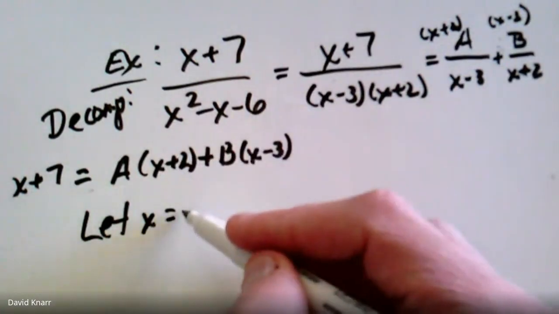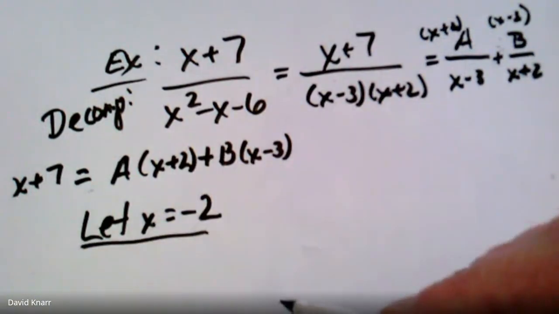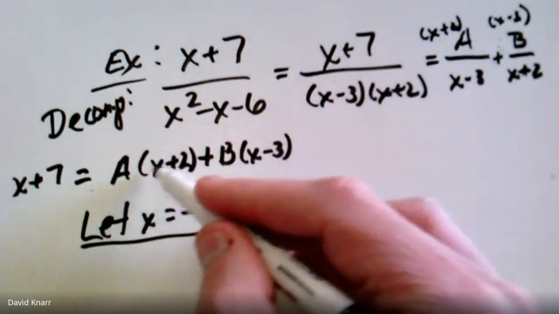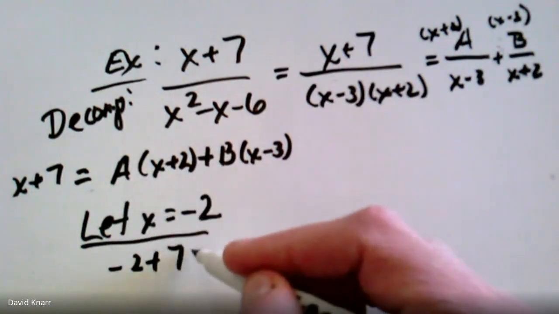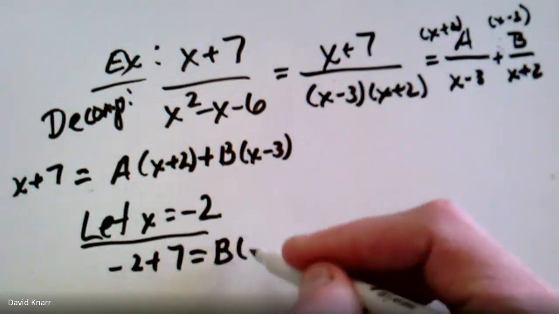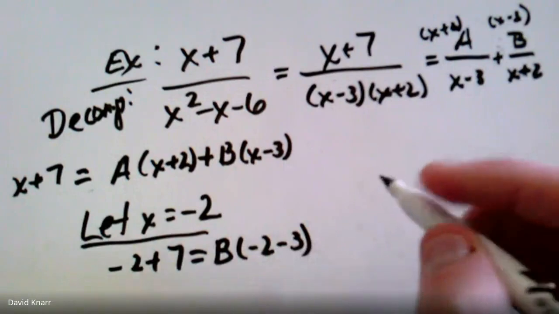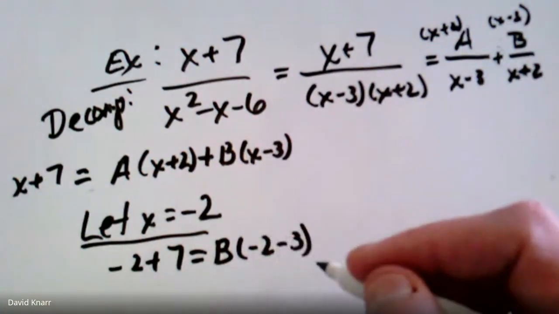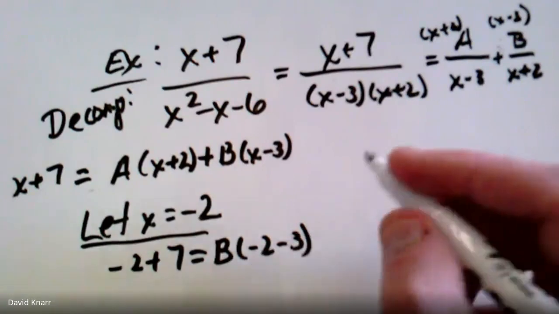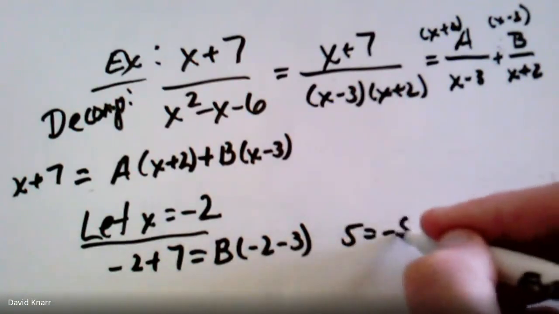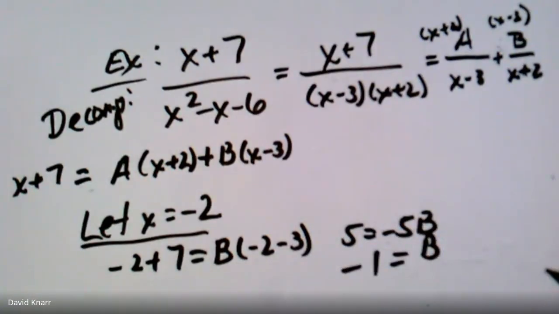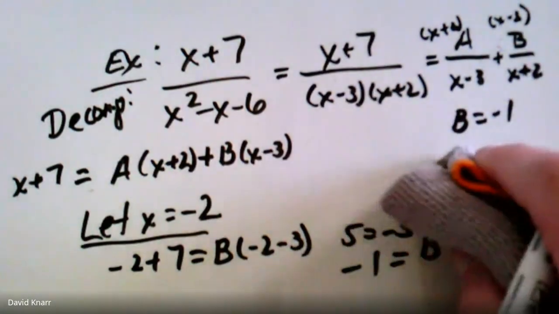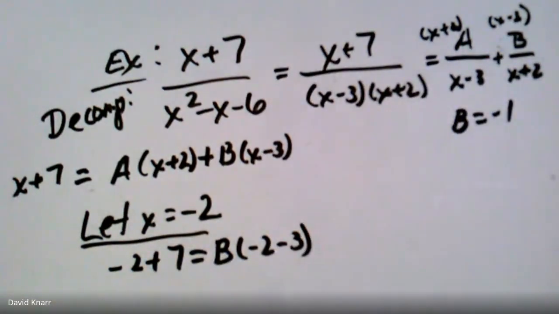So let's pick negative 2. If I pick negative 2, x plus 2 is 0, and 0 times A is 0. So I'll get negative 2 plus 7 equals B(negative 2 minus 3). That gives me 5 equals negative 5B. So B equals negative 1. Okay, so B is negative 1. I'm going to write that up here; I'm going to need it in a minute. All right, that's good.